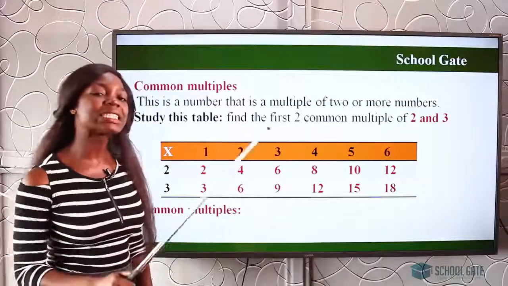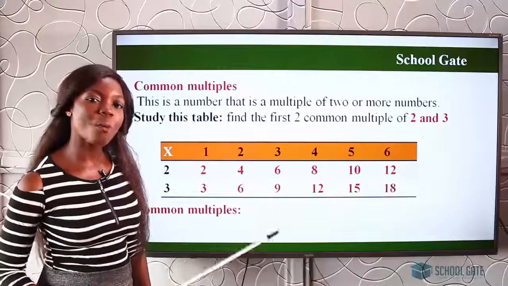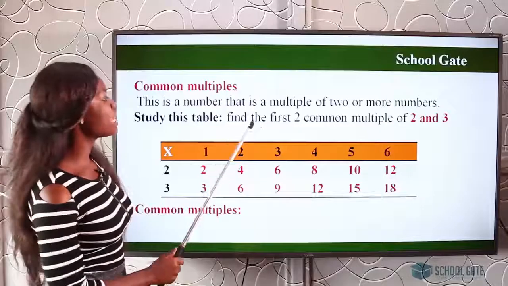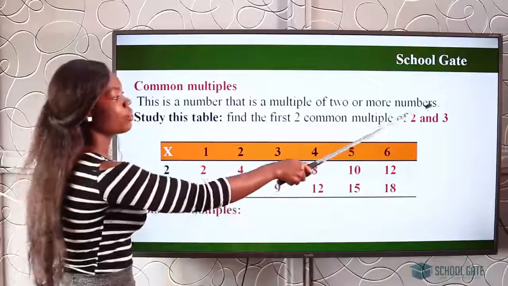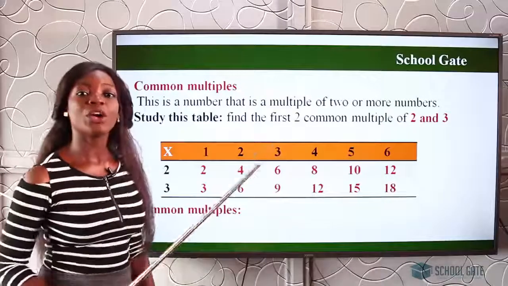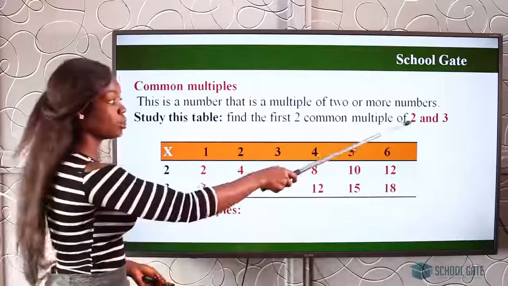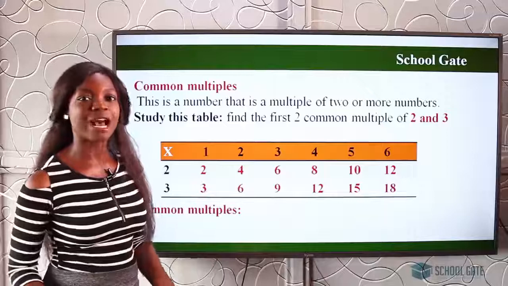That number that is similar to the both of them is what is called a common multiple. Now, for example, find the first 2 common multiples of 2 and 3. When you're given a question like this, the first thing you need to do is find the multiples of 2 and then find the multiples of 3.